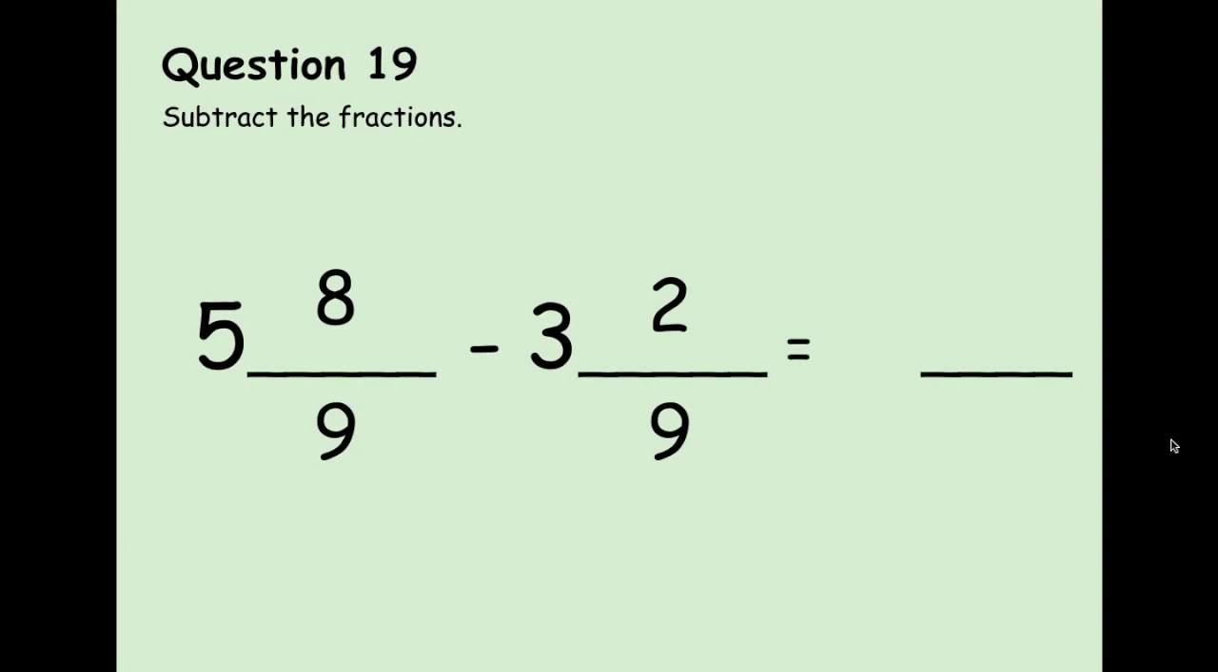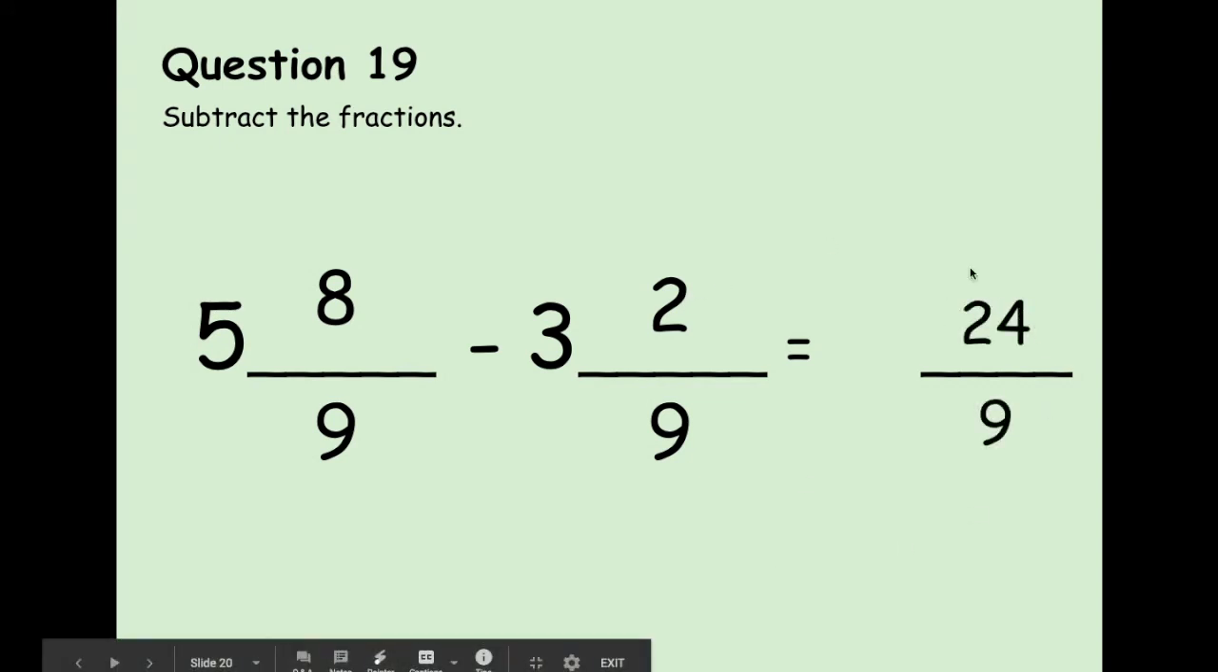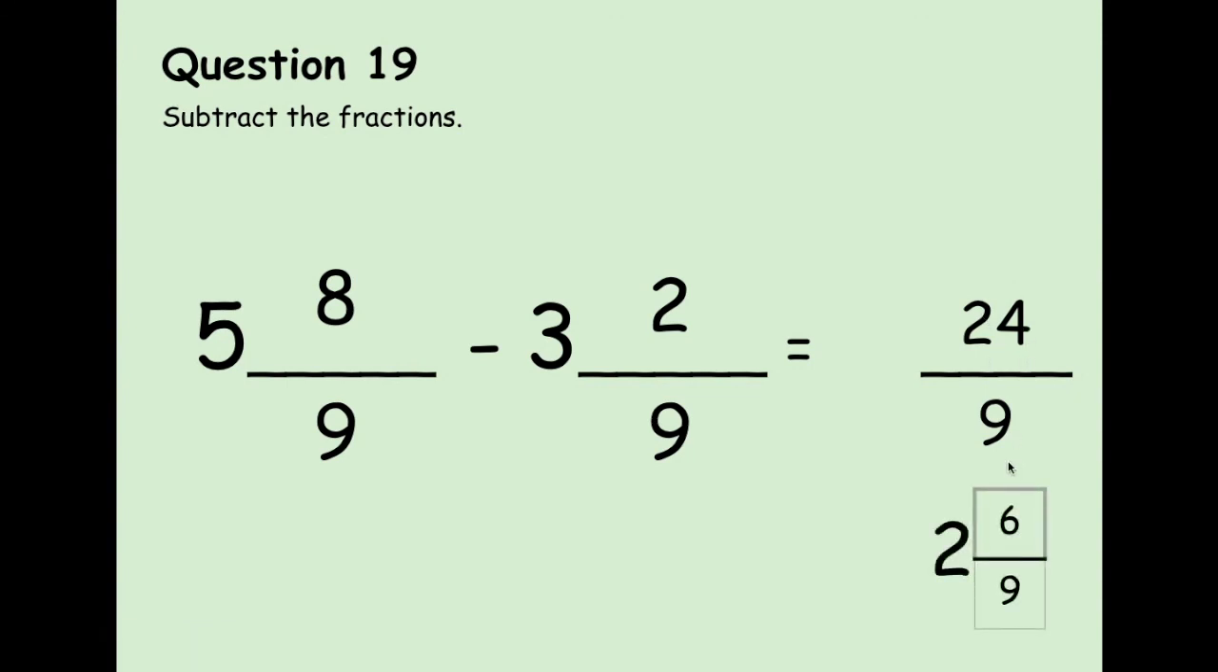So now we want to subtract, doing the same thing. I need to multiply 5 times 9 to get 45, and if I added 8, I would have my fraction over 9. Then I would need to do 9 times 3, which is 27, plus 2 is 29. So I should end up with 24/9, or 2 6/9 if I divide 24 by 9.